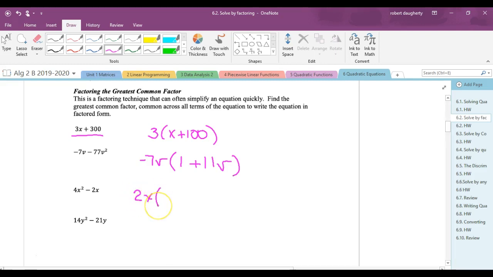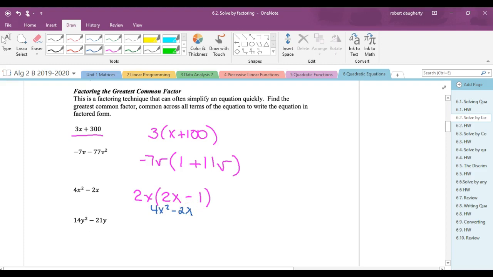2x. What do I multiply 2x by so that I get 4x squared? 2x. What do I multiply 2x by so that I get negative 2x? That's a negative 1. Okay. So I look and see what terms they have in common, and then I just sort of backtrack to see, okay, what has to multiply to give me this. You can check your answer by knowing that this is what? That is 4x squared minus 2x when I multiply it back out.